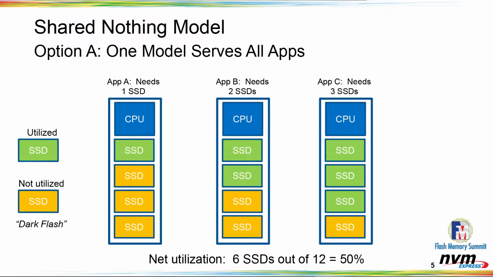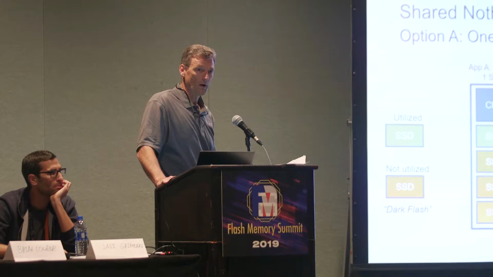So if we look at a typical cloud services provider, they've got to run all kinds of different customer applications on this hardware. If we do a very simple model here where we've got 3 applications, each one needs variable amounts of storage. App A needs 1, app B needs 2, app C needs 3. In this simple model, you can see that 6 of these 12 drives are being utilized. 6 are not utilized, and this is a real problem. The industry calls it dark flash. It's storage sitting there waiting for some future application need to come in and require its use.